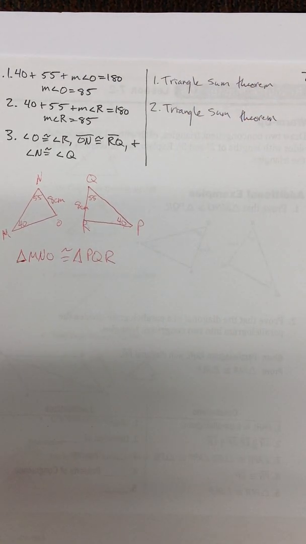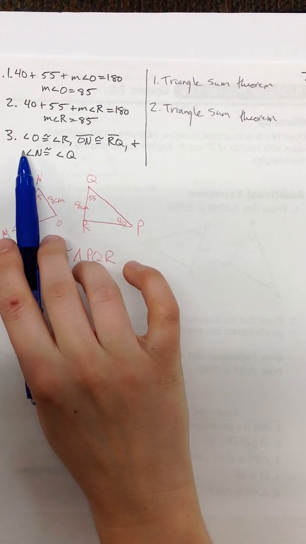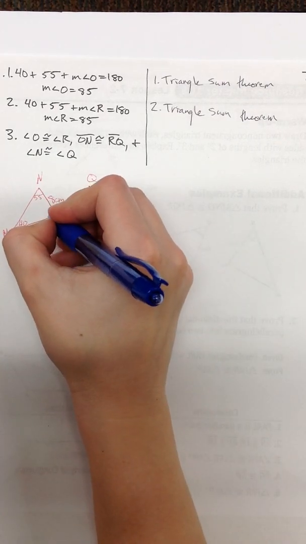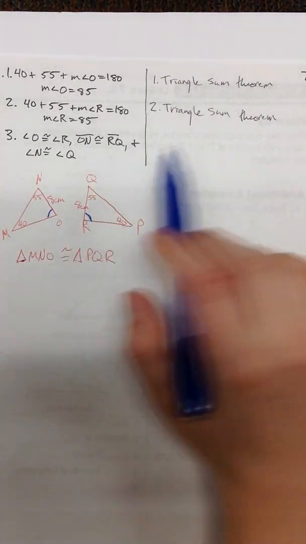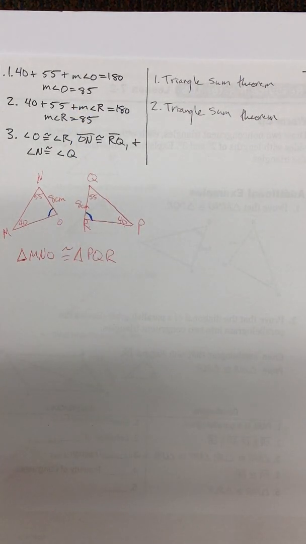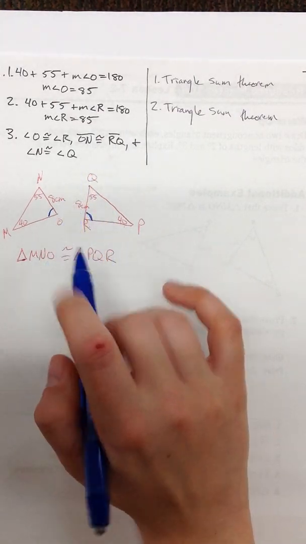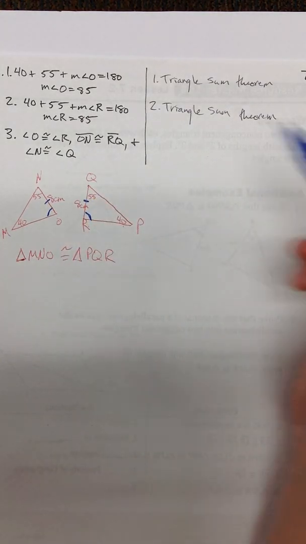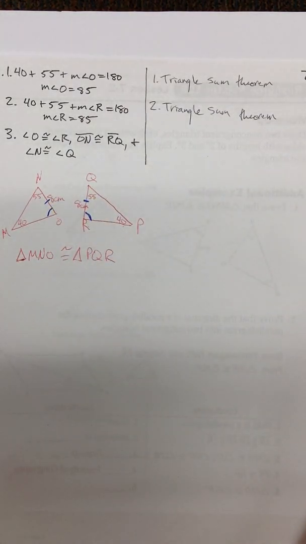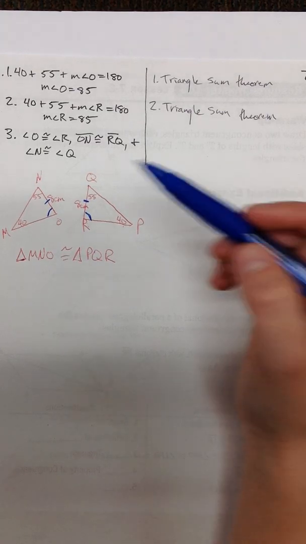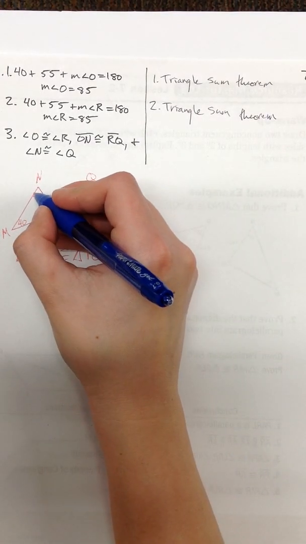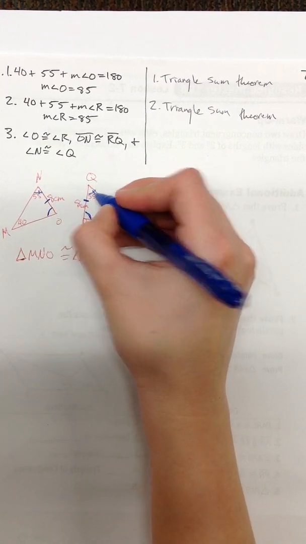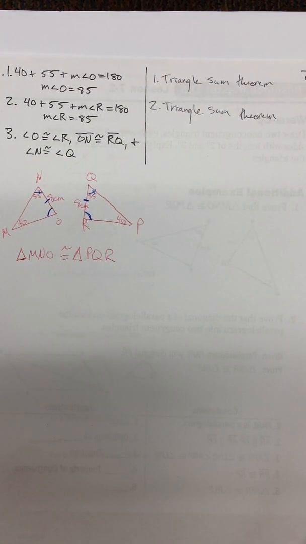And then the last one here, what we're doing is we're looking at what they give us. So we've got angle O is congruent to angle R. So that angle and that angle match up because those were both 85, right? And then we've got that ON, which would be this side here, and RQ, that side there, are congruent because those are both 8 centimeters, which they told us originally. And then we also know that angle N and angle Q match up to be congruent because those are both 55.